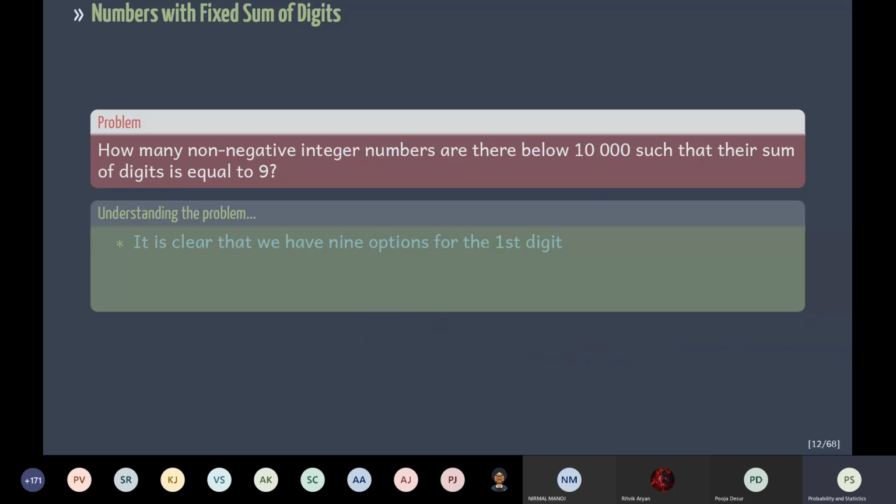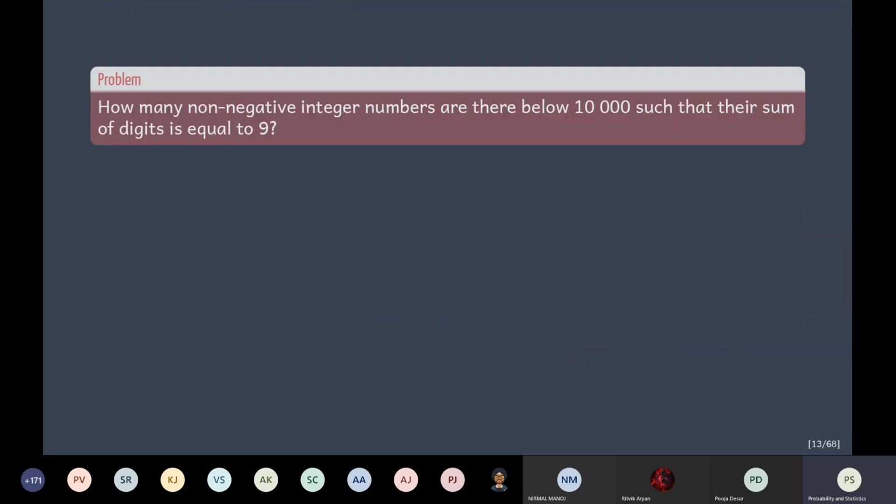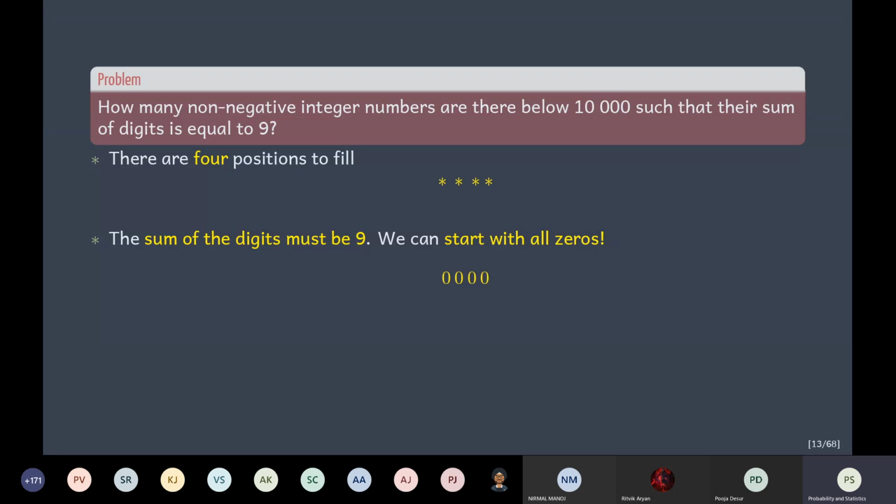Now let us look into the concrete things. This is something I already told: there are 4 digits, with 4 digits or less, a leading 0 will make it a third digit and so on. So there are 4 digits and the sum of the digits must be 9. What we can do is start with all zeros. Now what are we trying to do here? The digits are allowed to go up to 9.